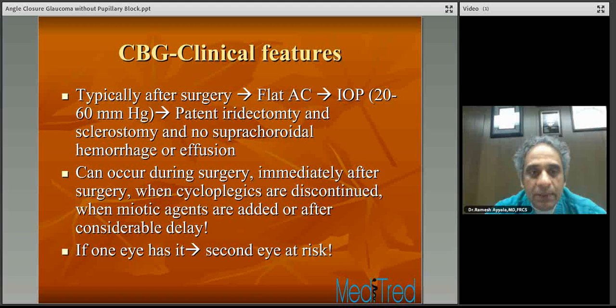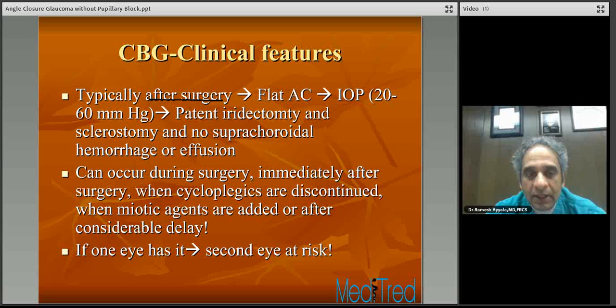So typically, as I mentioned, the sequence of events is that you do a glaucoma filtration procedure, you let some of the aqueous out. This leads to a flat anterior chamber or shallow anterior chamber. Intraocular pressure gradually increases, anywhere from 20 to 60 millimeters of mercury, within a month or two.